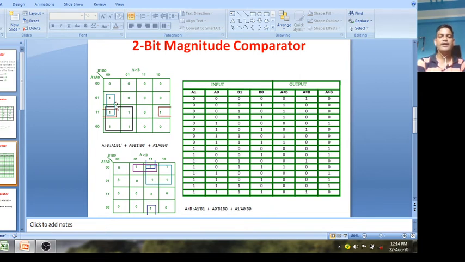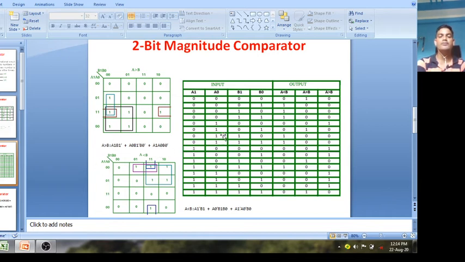Similarly, you can find out a greater than b. This is your a greater than b. Just put these values in your K-map and again minimize this. Again one quad and two pairs are possible. After minimizing, the value is a1 b1 dash plus a0 b1 dash b0 dash plus a1 a0 b0 dash.